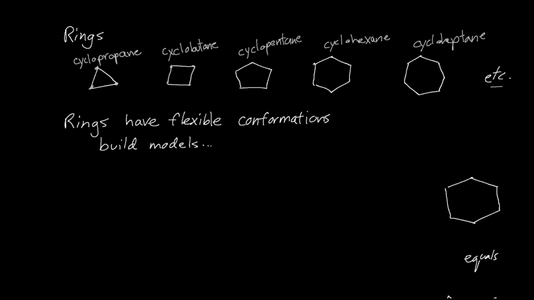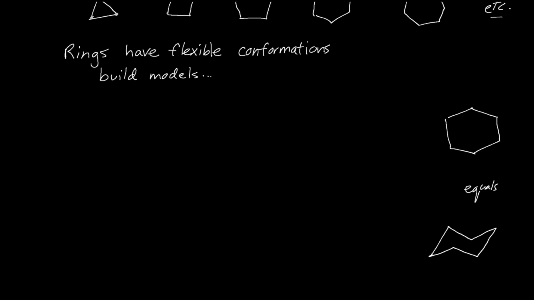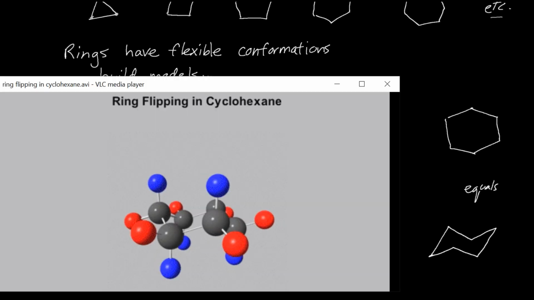Etc. So if you build the models of these, you'll see that these have flexible conformations. Remember the word conformation. Not detaching, switching bonds around, but just flexing, twisting, spinning, all that kind of stuff. And I urge you strongly to build models of these to see that. So it leads to some interesting phenomena.